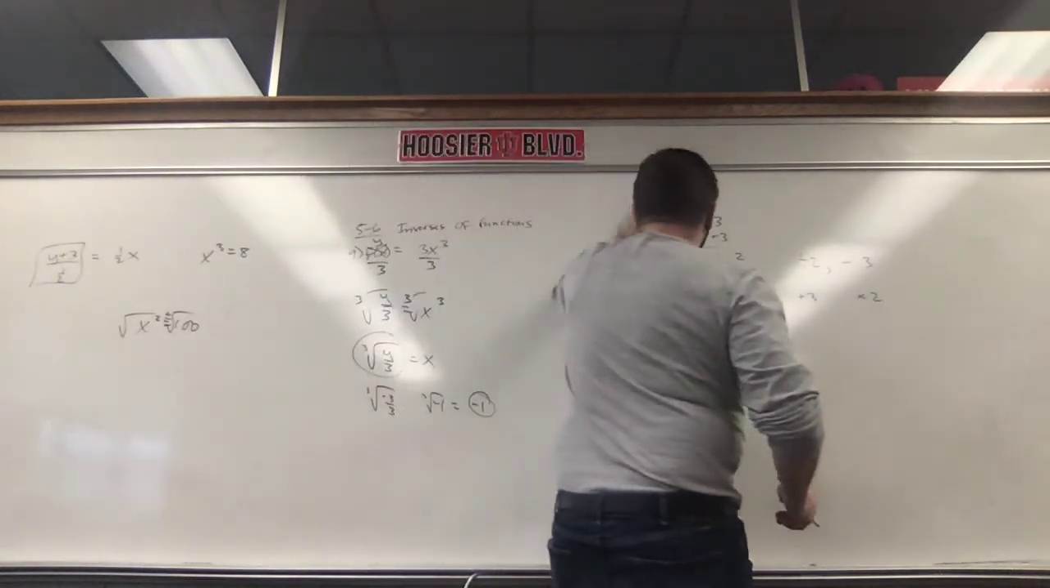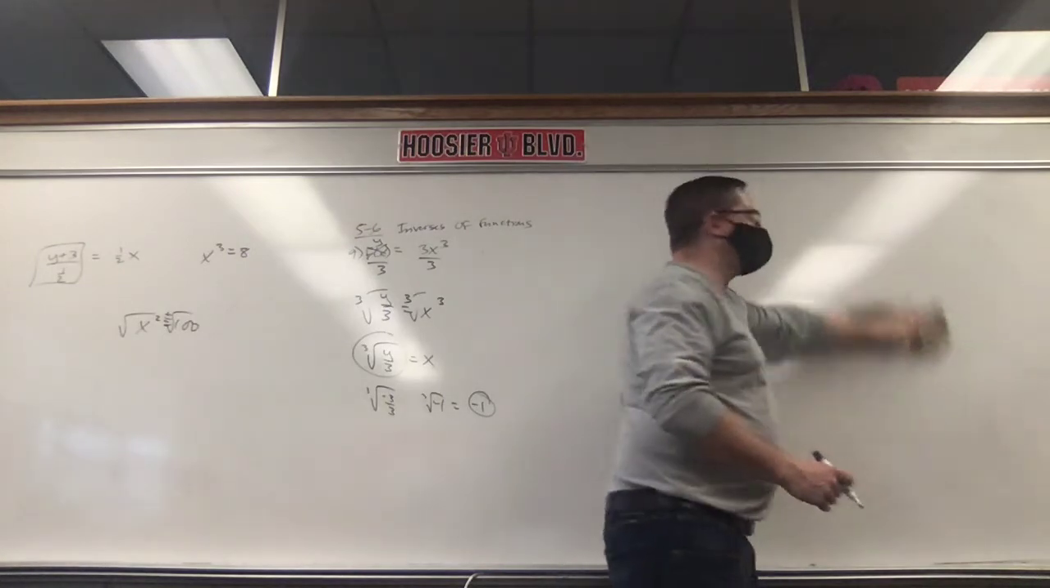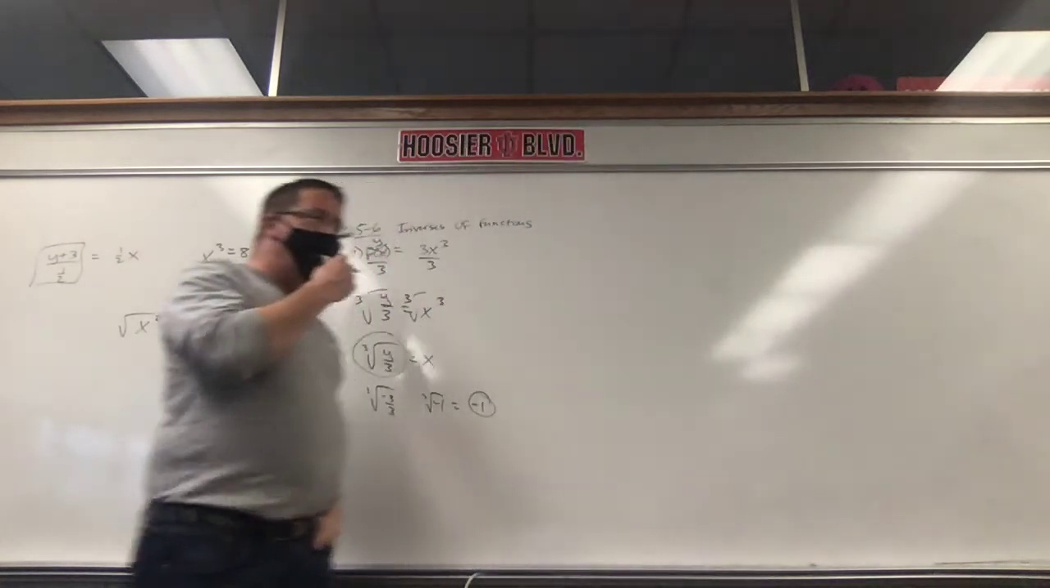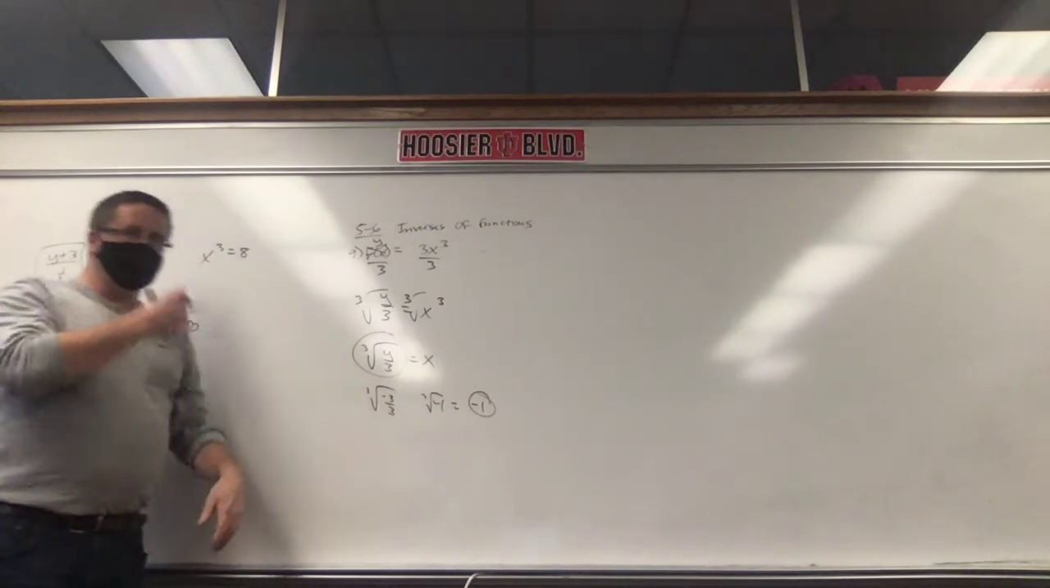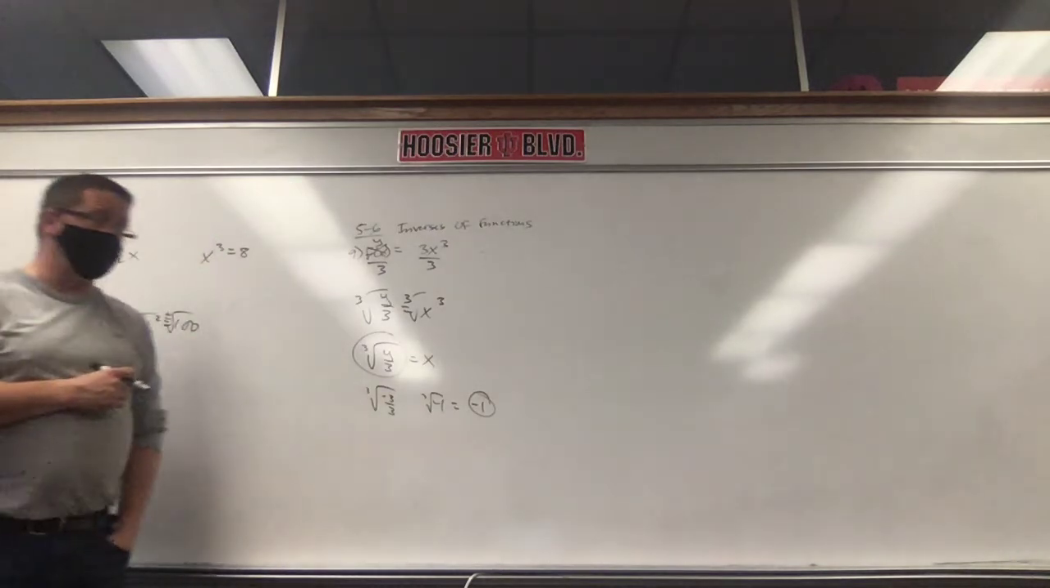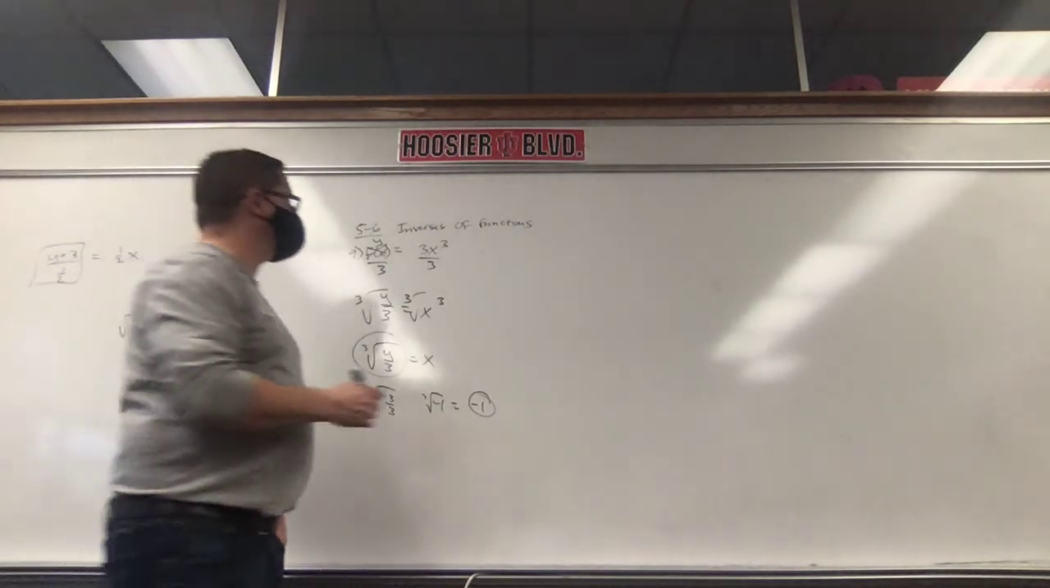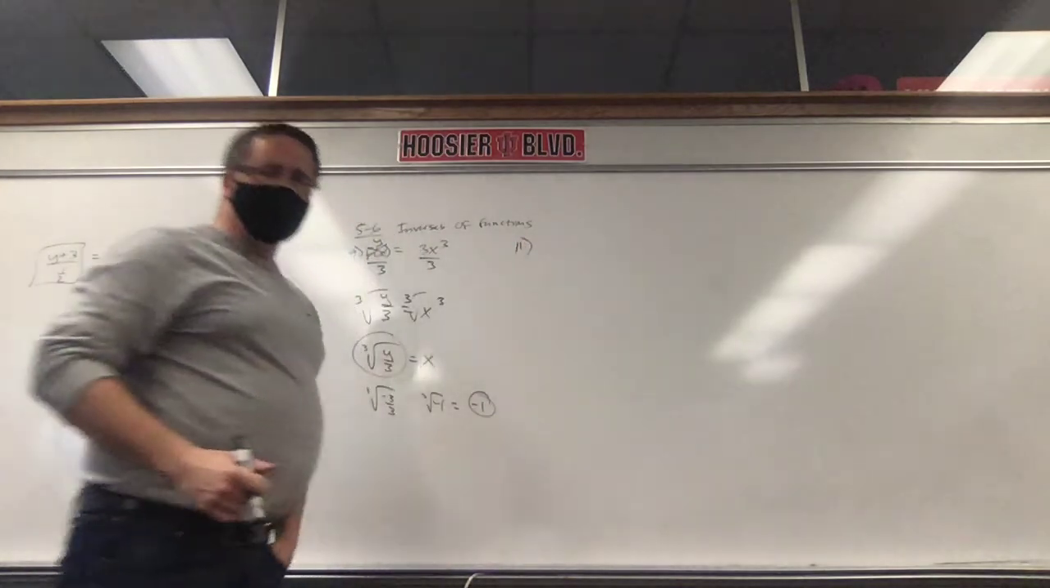Now, if you're sitting there going, wait a minute, I thought Caleb used to always say if you have negatives inside of radicals, it's imaginary. Negatives inside of even roots are imaginary. You can have negatives inside of odd roots, just not even roots. All right, number 11.